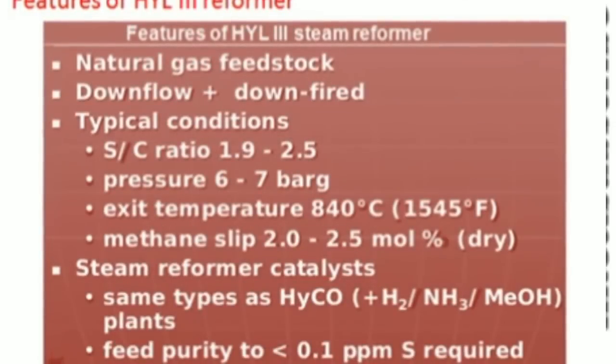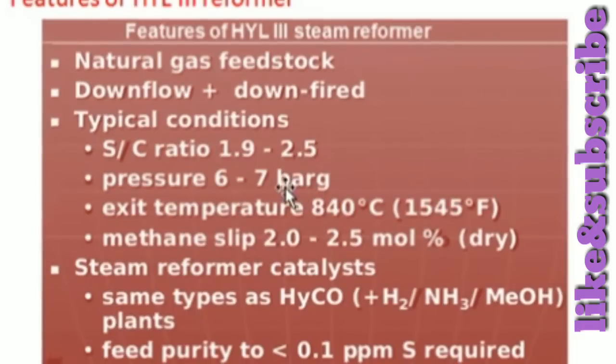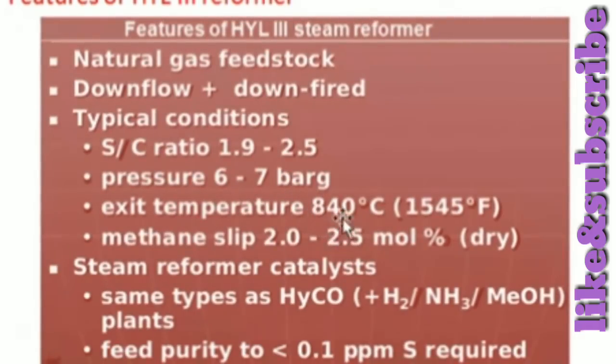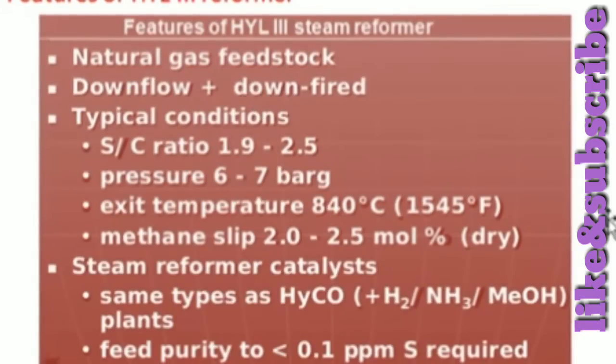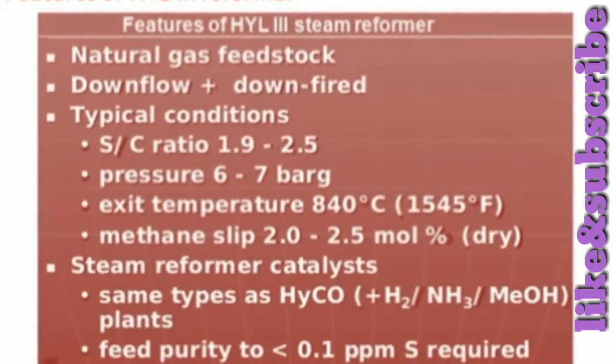HYL features of HYL steam reformer. One can see the pressure is 6 to 7 bar, and methane slip is 2 to 2.5%, and exit temperature is 930 degrees centigrade. These are the features of the HYL reformer.